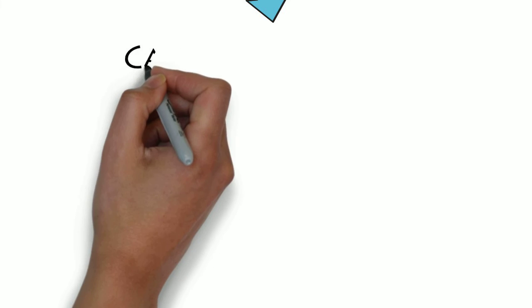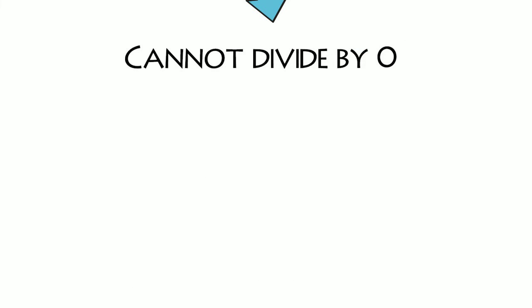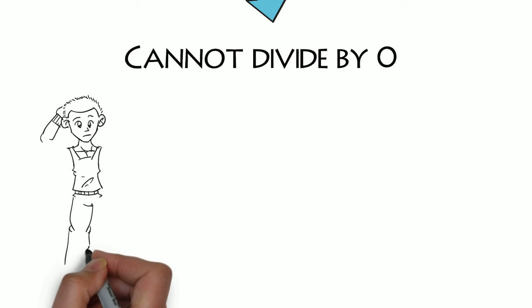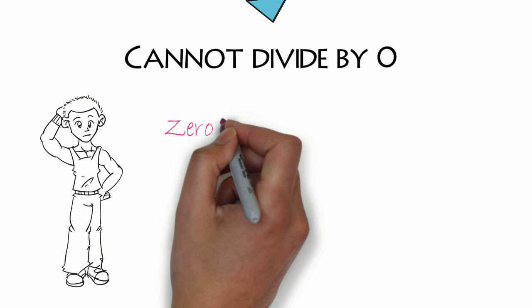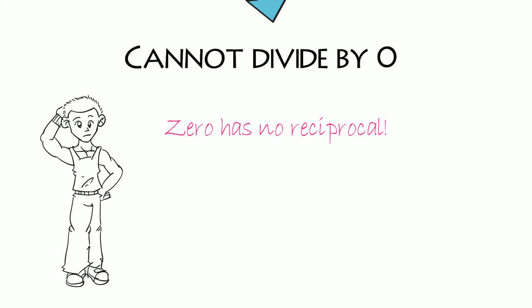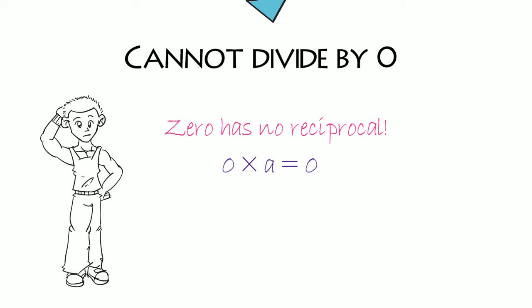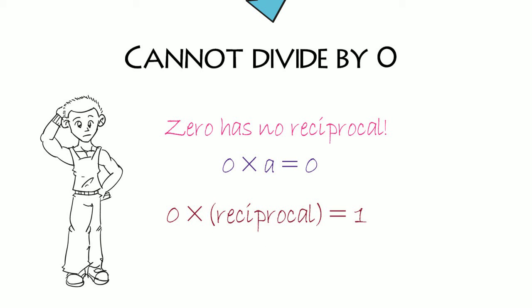Why must the divisor be non-zero? My second grade teacher told me that I couldn't subtract 7 from 5, but I just did. So what gives with division by 0? It turns out that 0 has no reciprocal. 0 times a is always 0. So if I was looking for a number so that 0 times the reciprocal was 1, no number is ever going to work.